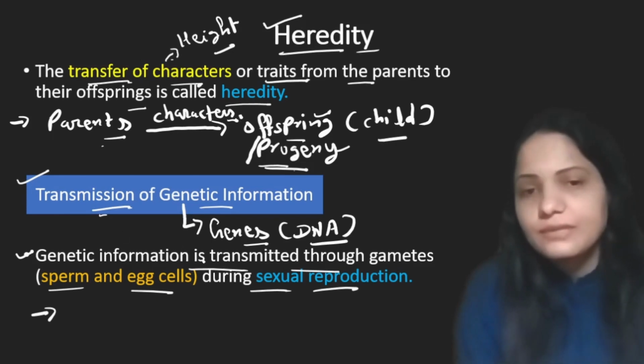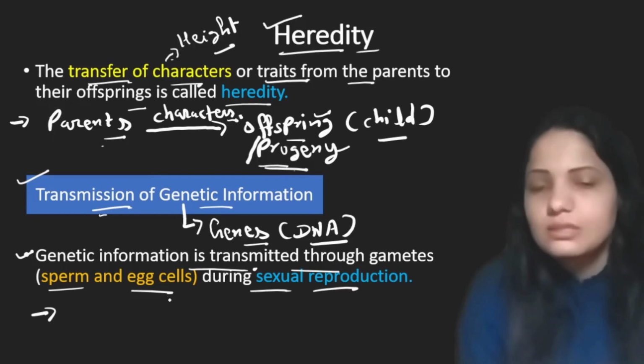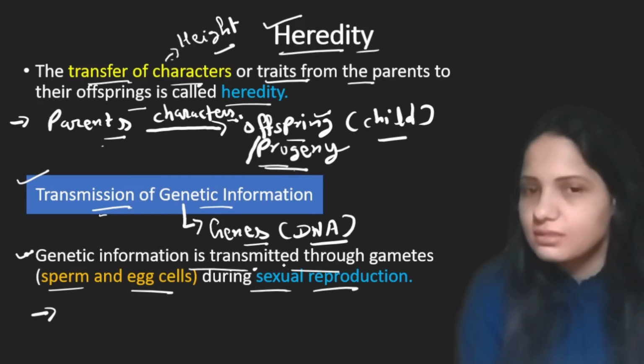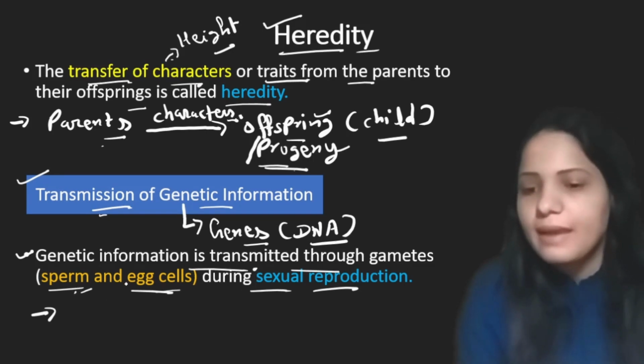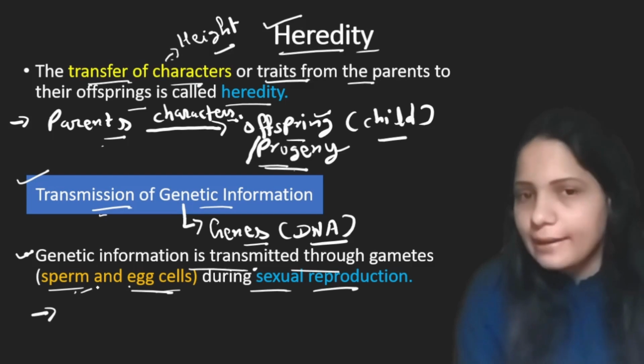So genetic information is transferred through gametes like sperm and egg cells. These are the gametes. Sperms are produced by males and egg cells are produced by females. During fertilization these sperm and egg will form a zygote, and then that zygote will give rise to a newborn baby.